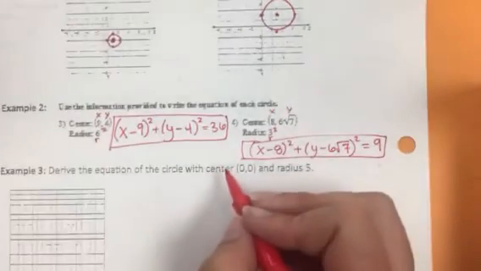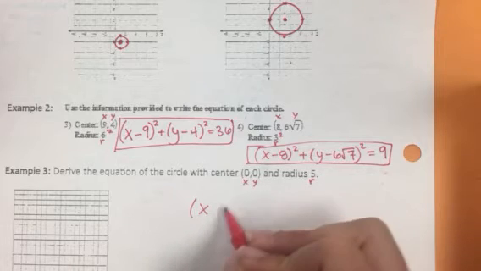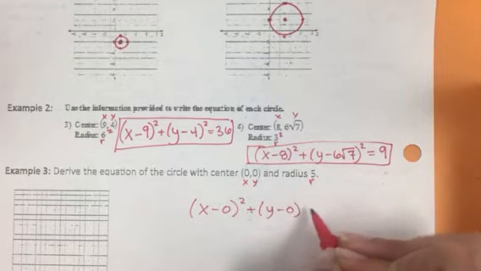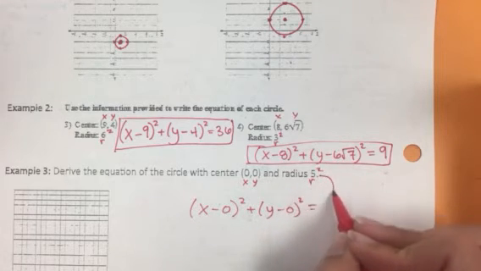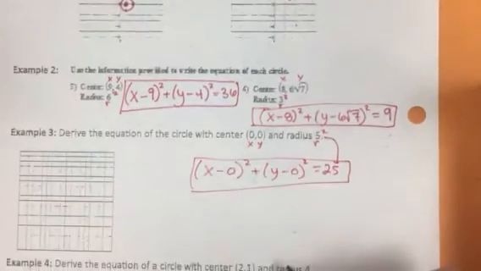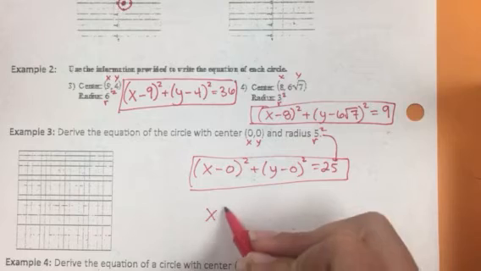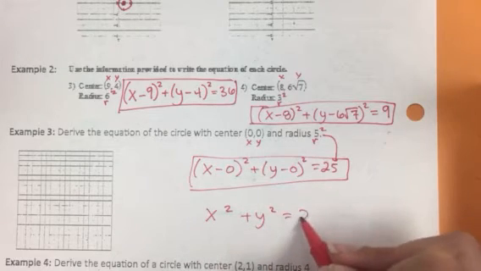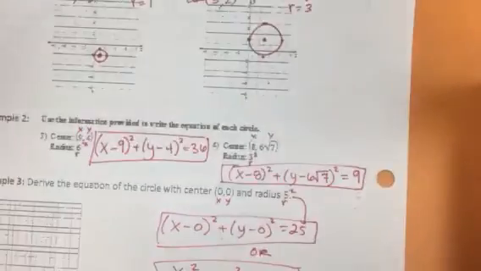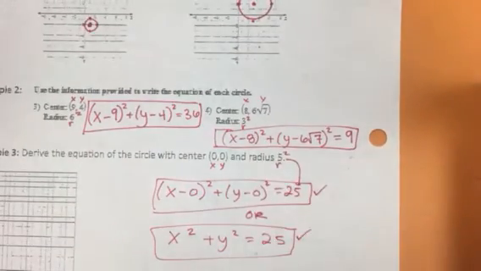Alright, let's try another one. x, y, radius. x, I plug 0 in. I plug 0 in again. r squared becomes 25. And if I wanted to make this look really nice, I don't even have to put those zeros in. I can just rewrite it as x squared plus y squared equals 25. Both of these would be correct. Some of you like this way, leave it. Some of you like this way. You can write it that way.